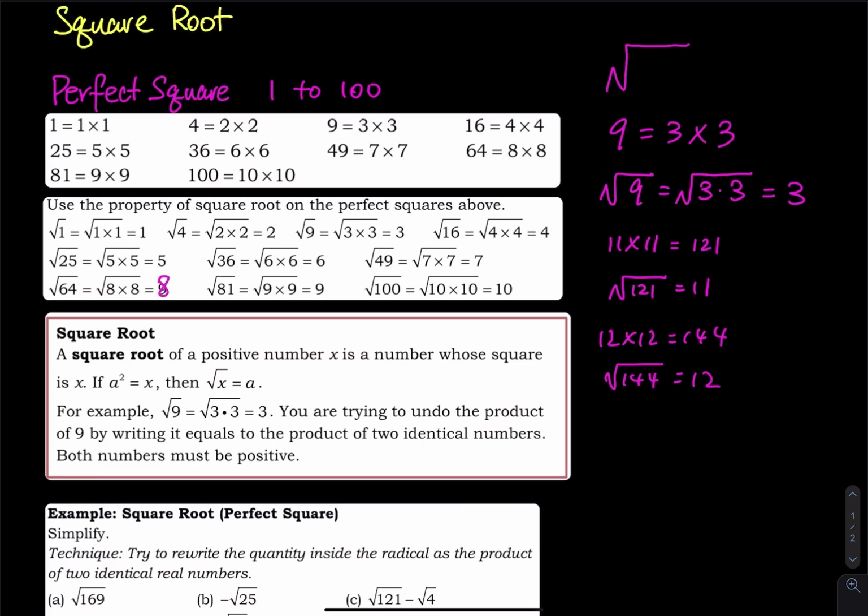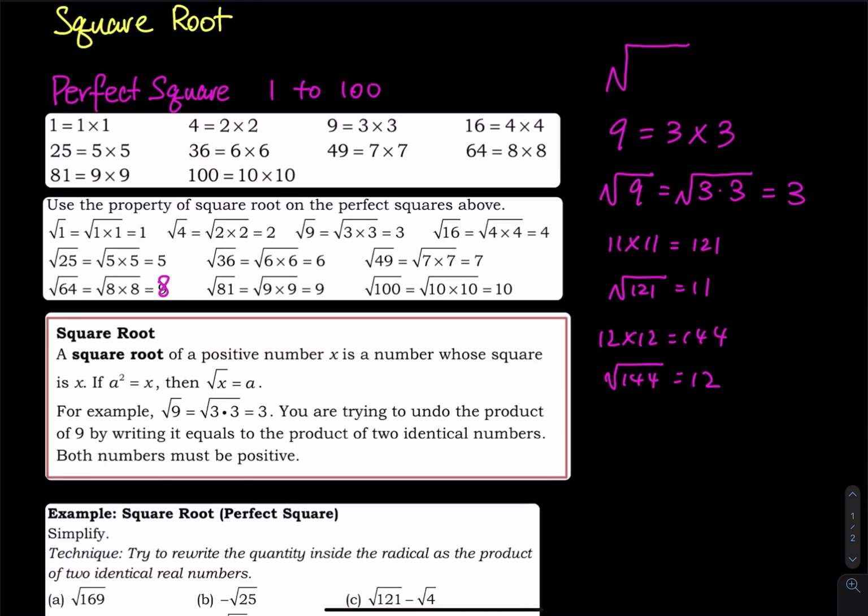And then 81 is equal to 9 times 9, right? So the square root of 81 is equal to 9. 10 times 10 is equal to 100. So the square root of 100, you undo the process of 10 times 10. So the result is equal to 10. All right. And then for the square root, I would like to introduce the symbol right there.